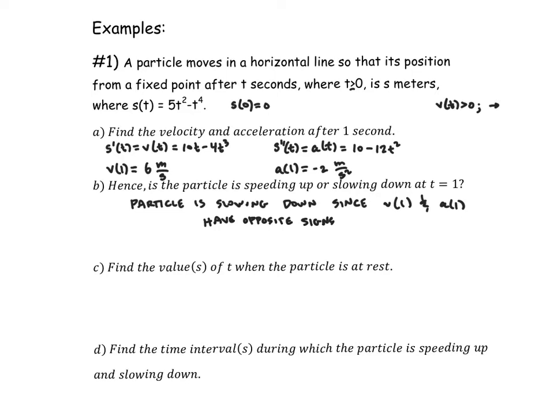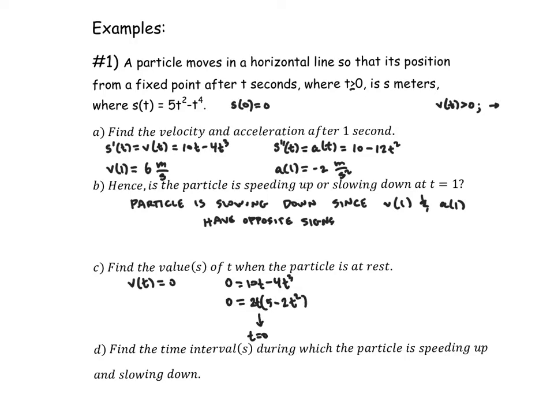Excuse me. If the particle is at rest, then that means the particle is not moving in either direction, which means that velocity should equal 0. All right, so if our velocity is equal to 0, which we've defined as 10t minus 4t cubed, what we can do is a little factorization. I'm going to take out a 2t, sorry. That leaves me with 5 minus 2t squared. Okay, so clearly the particle is at rest at t equals 0.